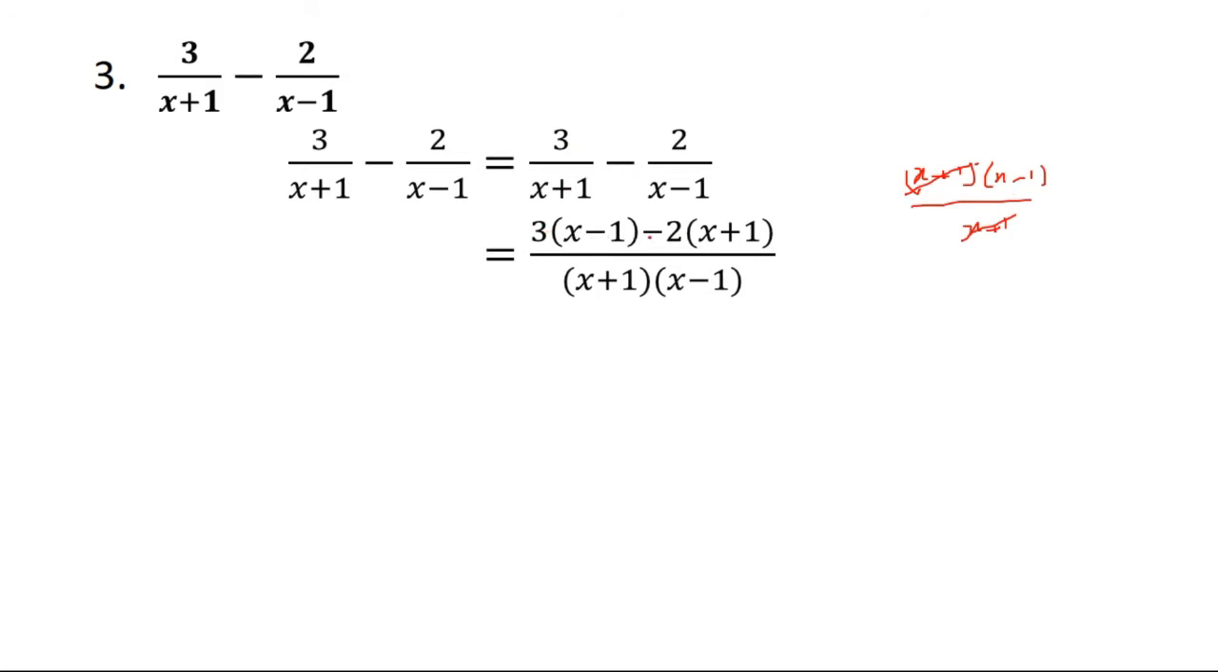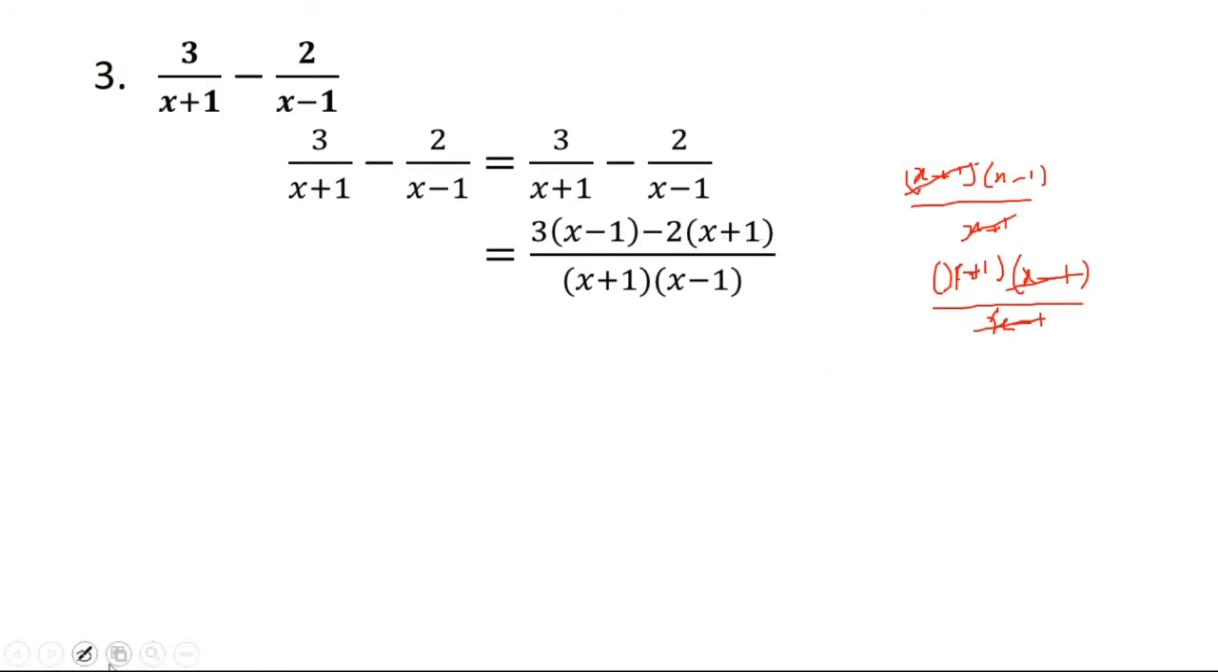Then you bring your negative sign. Then you come to this side. When you come here, the denominator is x minus 1. So you are going to divide the LCM, which is x plus 1 in one bracket, x minus 1 in the other bracket, by x minus 1. You know that x minus 1 will cancel x minus 1, so we'll be left with only x plus 1. Then the numerator will multiply that, which is 2 times x plus 1.